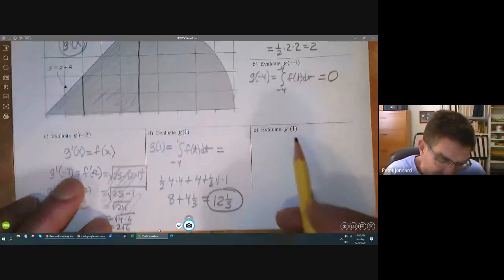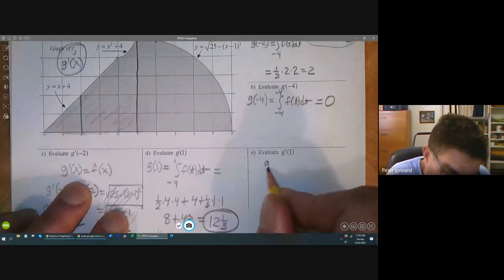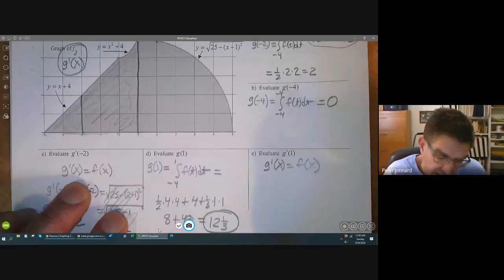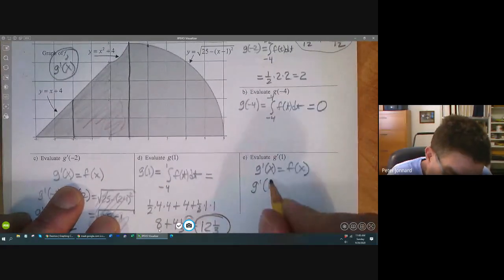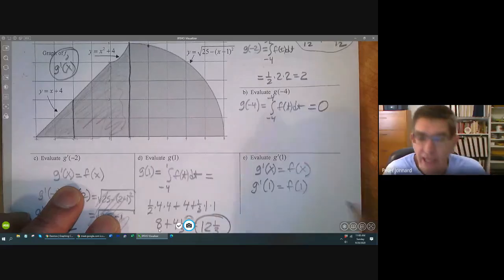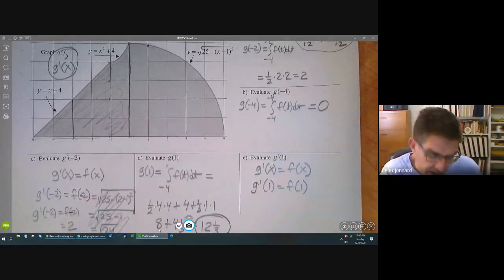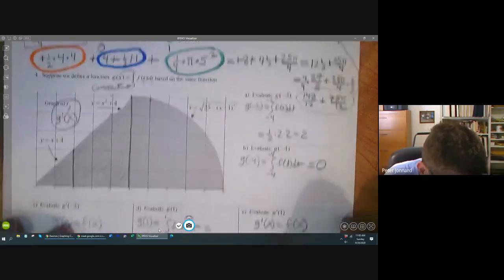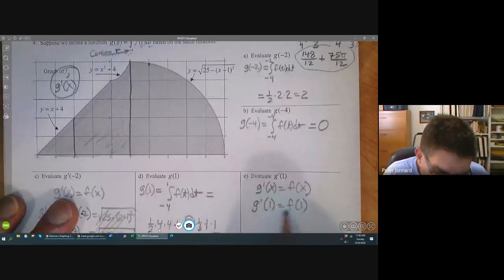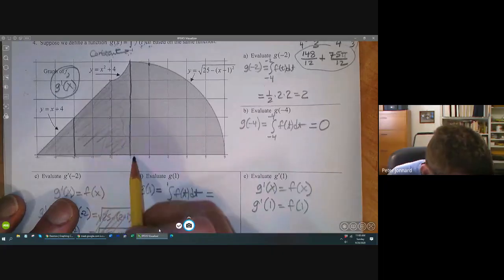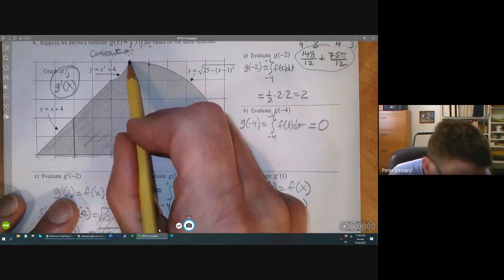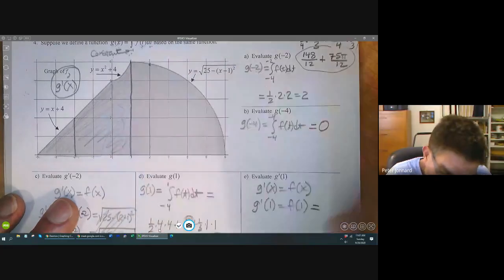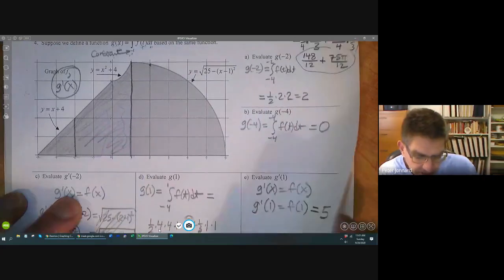G prime of 1. Let's see if I can get this right this time. G prime of x is equal to f of x. So G prime of 1 equals f of 1. Okay, so here we are. This is the one that I ended up doing over here. It's just now we're doing g prime of 1, which is f of 1. Oh, but look at that. F of 1 is simply right here. You simply count that directly off the grid. 1, 2, 3, 4, 5. That simply equals 5. Okay, and there we have it.